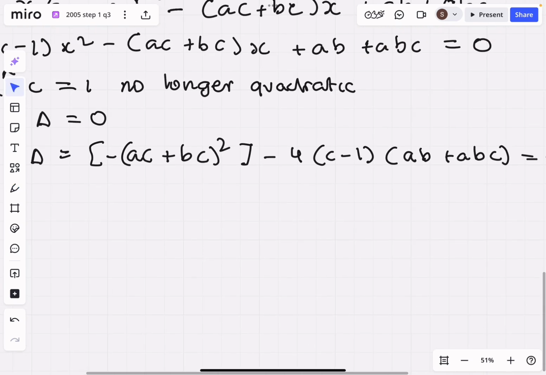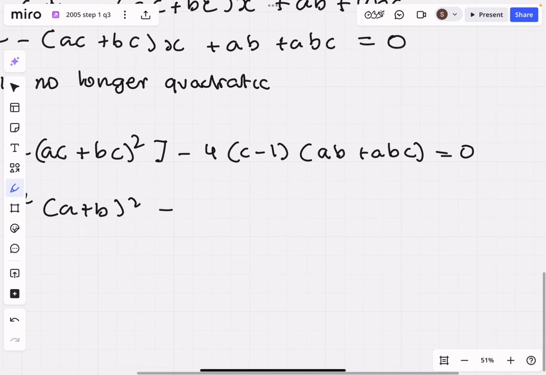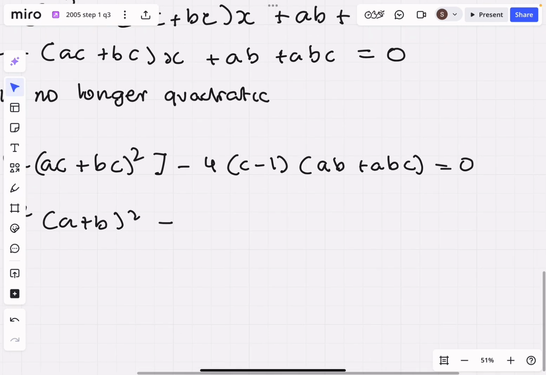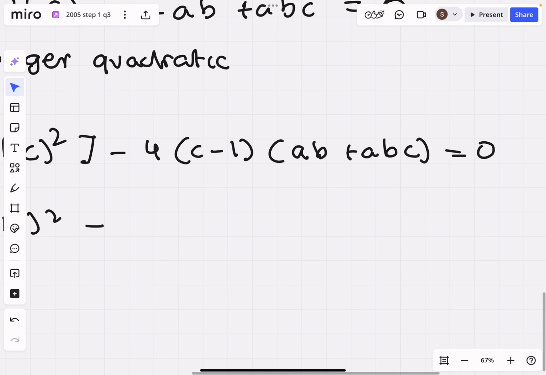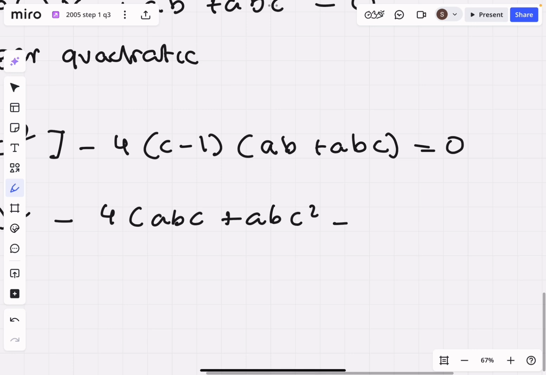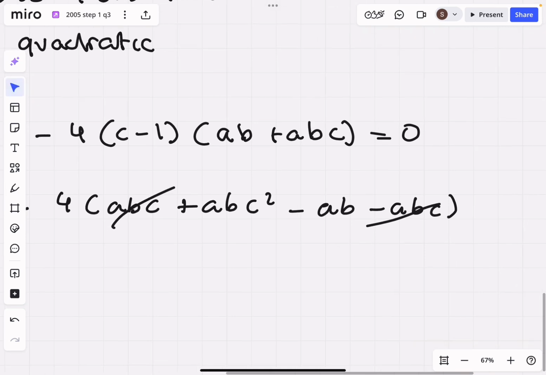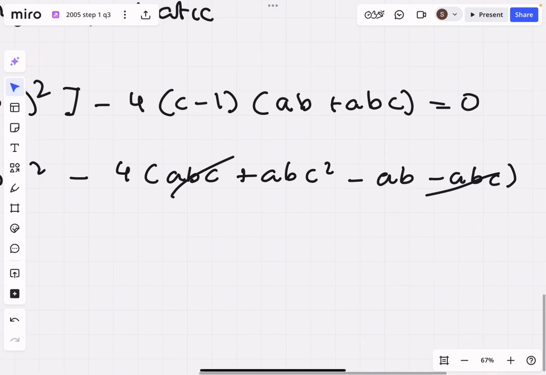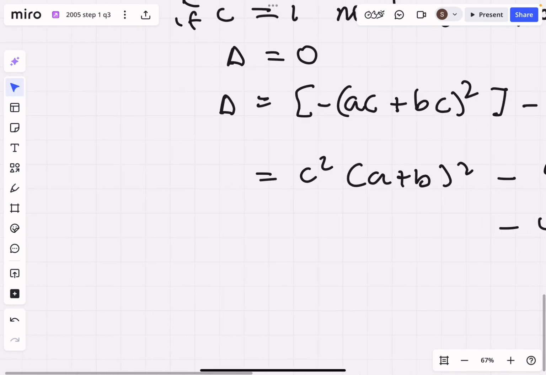Now let's expand this. So this equals c squared (a plus b) squared minus 4(ab plus abc minus abc minus abc squared), and the abc and minus abc cancel out, so we're left with minus 4(ab minus abc squared), and all that equals 0.